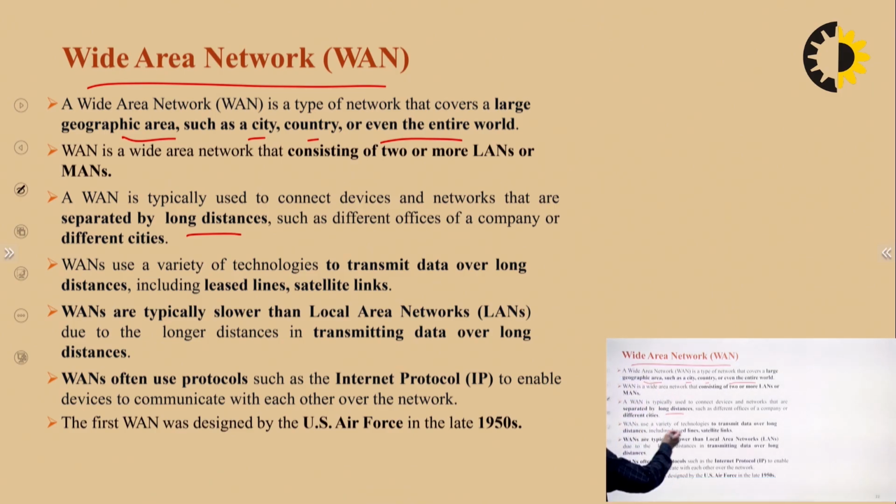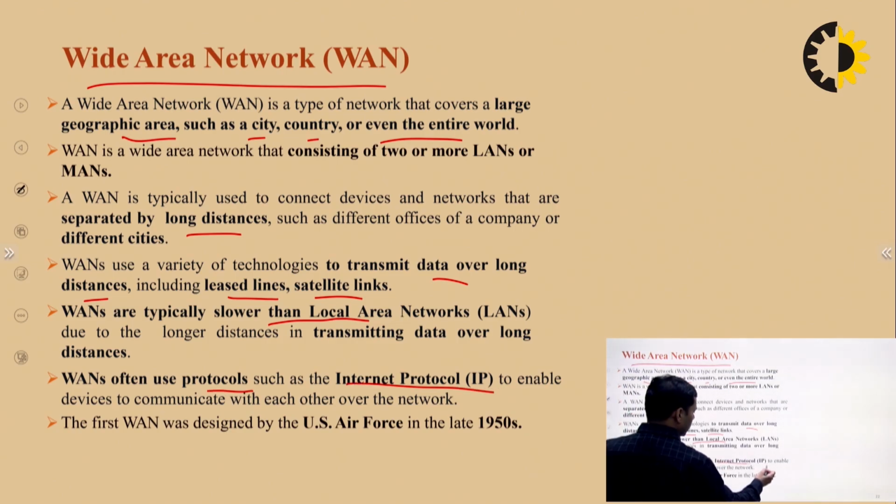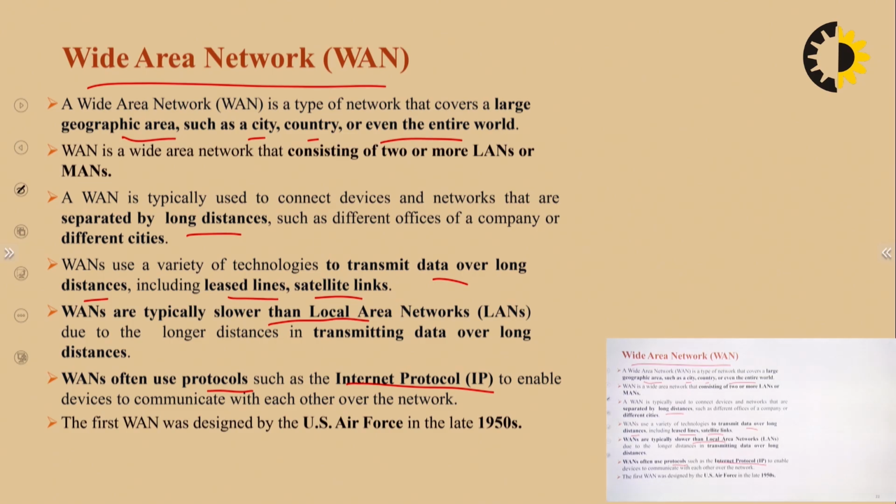It uses a variety of technologies to transmit data over long distances, including leased lines or satellite lines. WANs are typically slower than local area networks due to the longer distance over which data is transmitted. WANs often use protocols such as internet protocol to enable devices to communicate with each other over the network. The first WAN was designed by the US Air Force in the late 1950s.